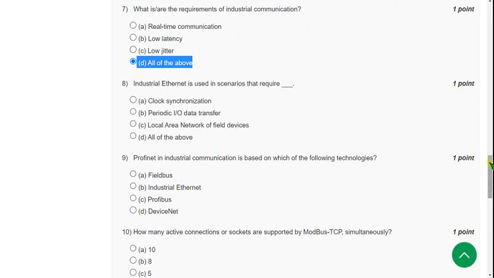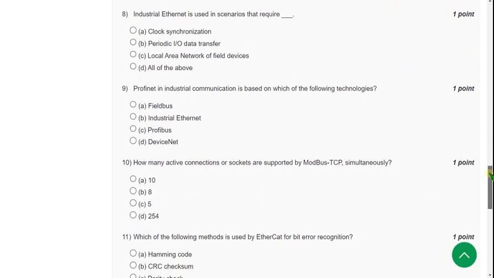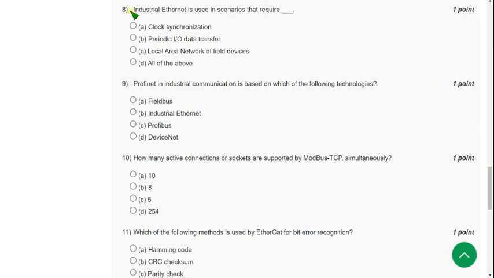Next one, eighth question. Industrial Ethernet is used in scenarios that require? So in which scenarios do we use industrial Ethernet? In case of clock synchronization. So mark option A.